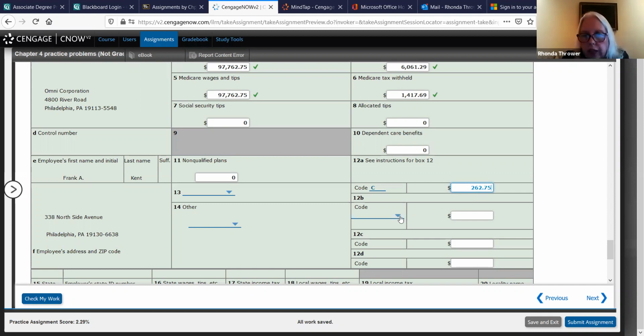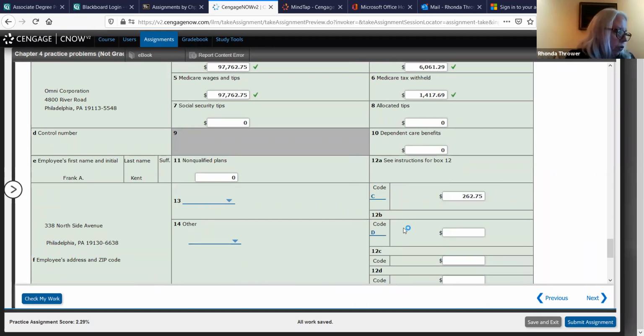For box 12C, we need to fill in that we have the 401k plan, and the 401k plan had a code of D on it. And again, you can find that in figure 4.9. And the amount would be the yearly amount of the 401k plan that was deducted. It was $100 a week times 52, which would give you $5,200 that would go here.